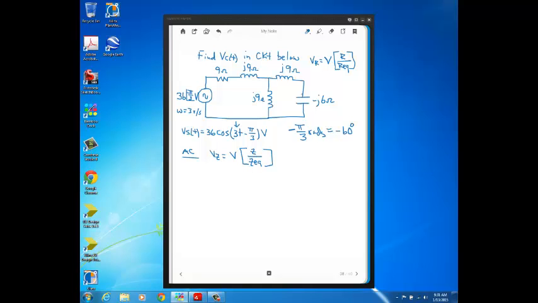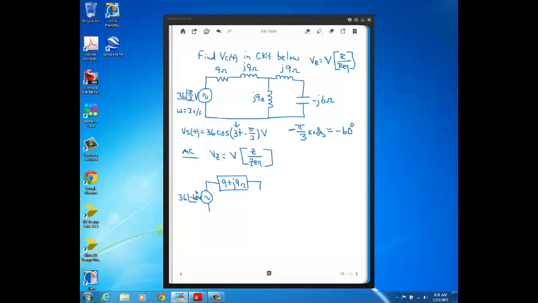So to start off, I'm going to reduce this circuit down into a series circuit where we have our source, 36, and I'll put in the angle now in degrees, minus 60 degrees. That's our phasor voltage. And then I'm just going to combine this 9 and plus j9 in series, so that's a ZEQ of 9 plus j9.